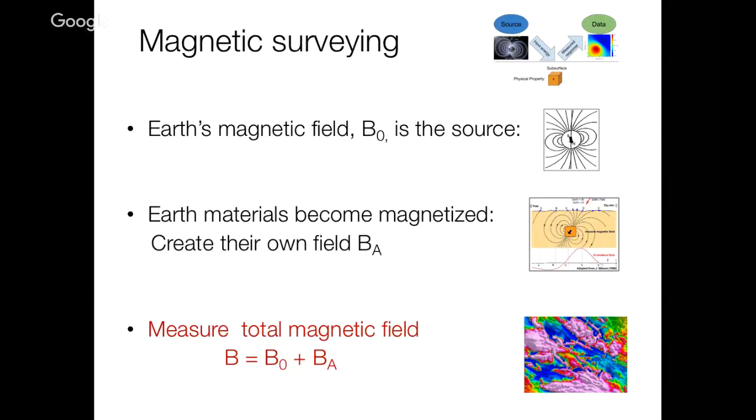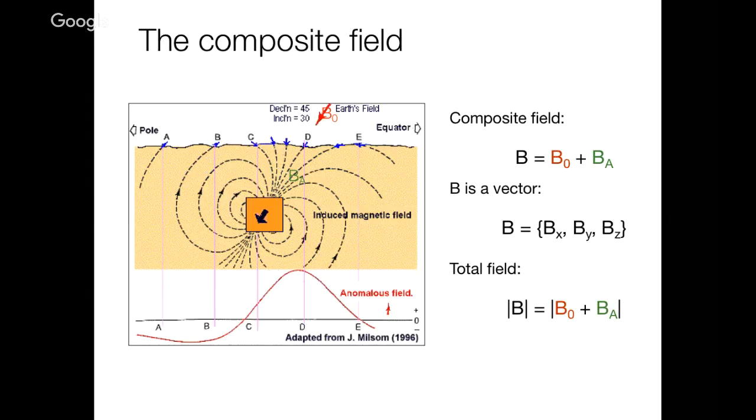Okay, so now let's look to see what we've got, because we're going to measure the sum of the Earth's field and its anomalous field. So here's what we have. We've got the Earth's field coming in like this. It's going to magnetize something. So the object under here is going to have magnetic field lines that look like this. And then we're going to measure the sum of both of these things.